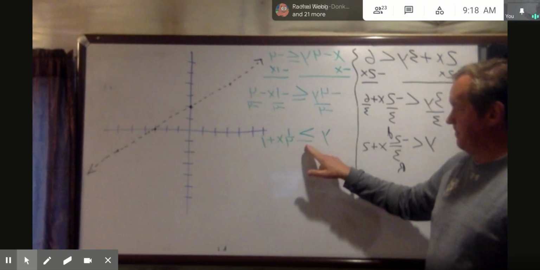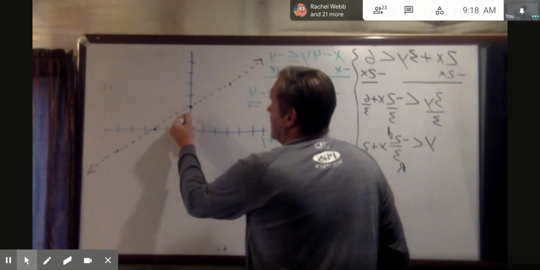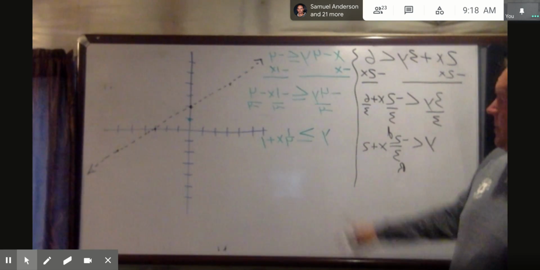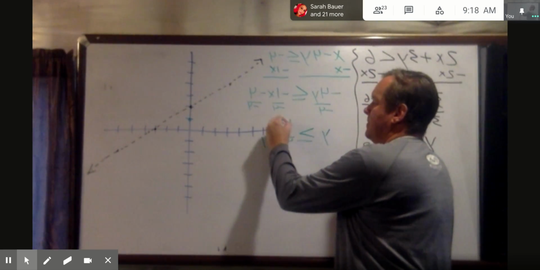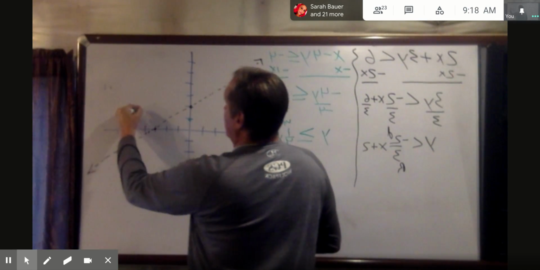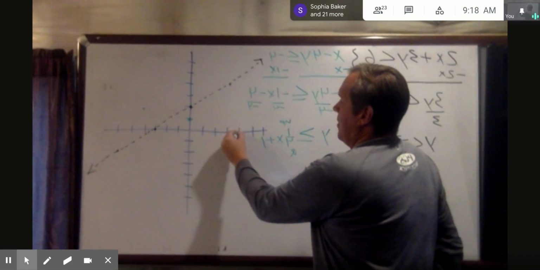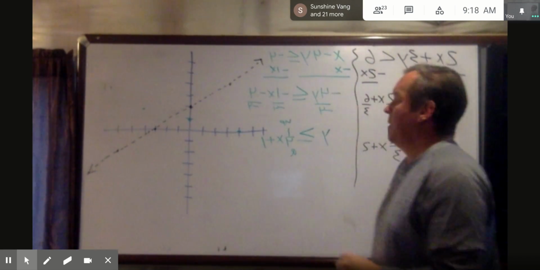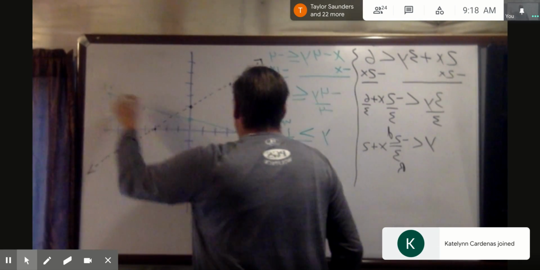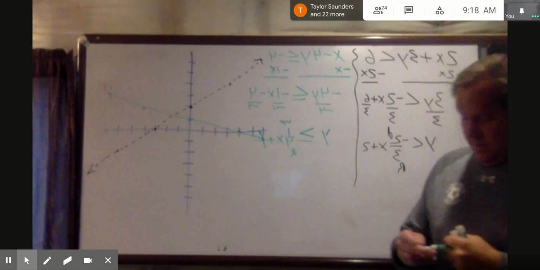Okay, green equation. This one's going to be solid. We're going to start up 1. 1/4 slope. Up 1, right 4. Up 1, right 4. More backwards, down 1, left 4. And we said this is solid.